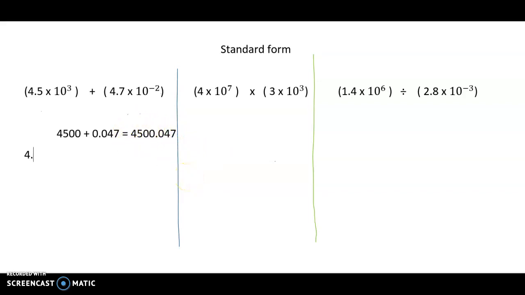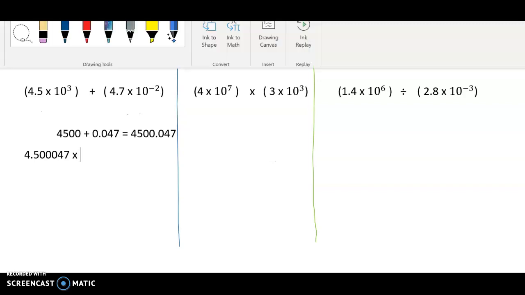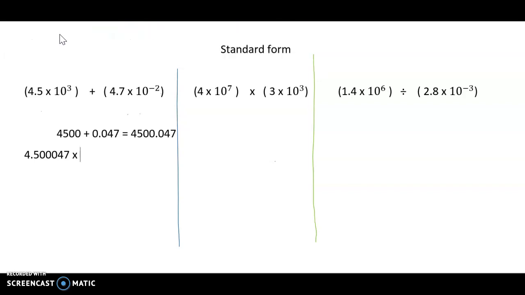And then to write this in standard form, we move the decimal place 1, 2, 3 places, so it becomes 4.5, and then we do need the zeros, and then we put the 4 and the 7 after it. And then we have our times for our standard form, and we're going to have 10 to the power of, because I moved the decimal 1, 2, 3 places between the 4 and the 5, it becomes to the power of 3.